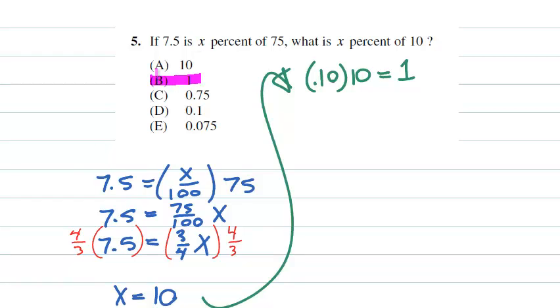I bet a lot of people on a question like that might have picked 10 because you go through your algebraic process and you almost forget what they're asking you for. But once we find out that x is 10, we need to plug that back in to find out x% of 10, which gets very confusing.